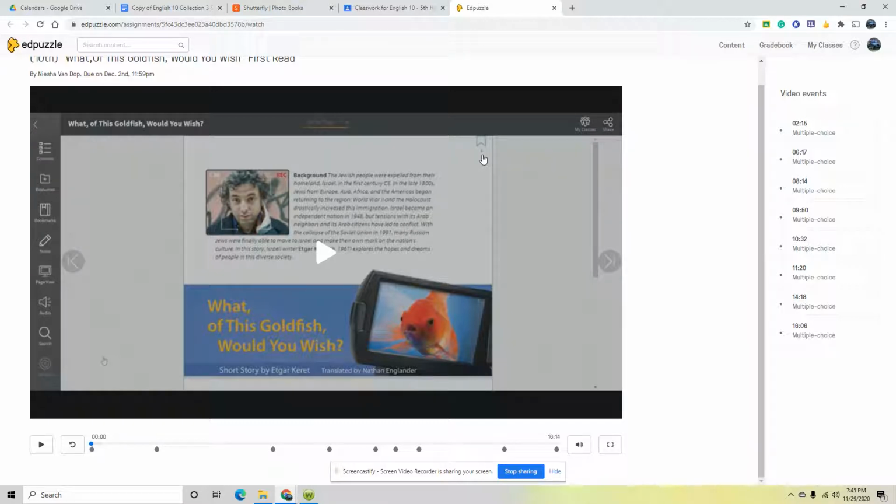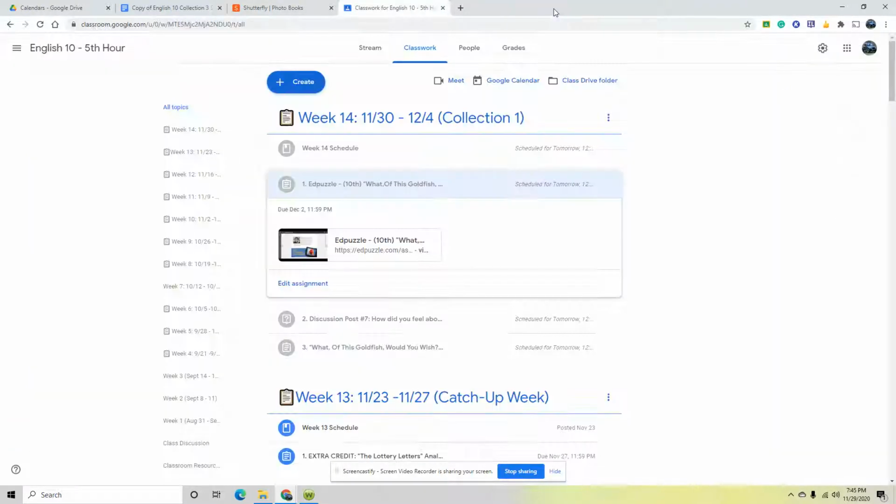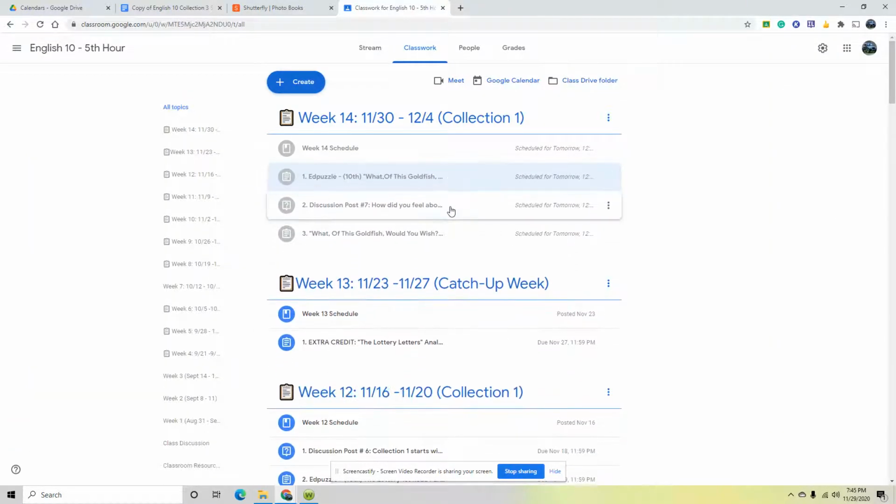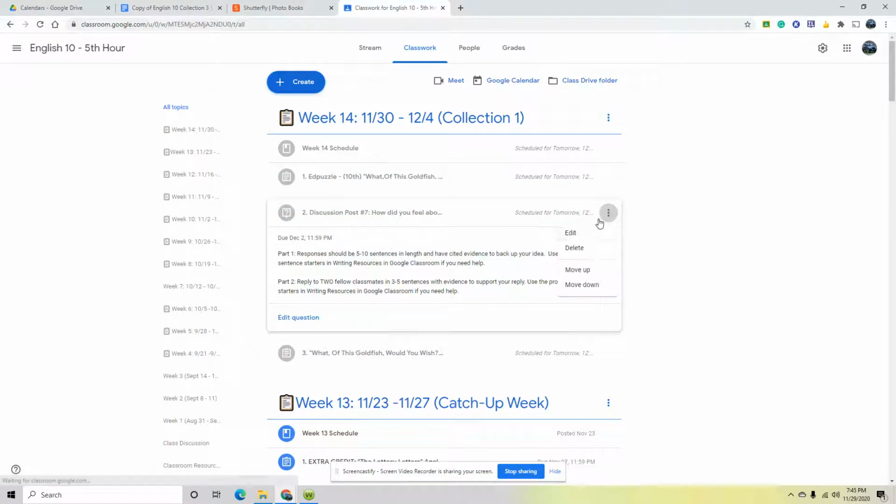So please remember that at the bottom of Google Classroom, underneath all of the weeks of assignments, under classroom resources, you can access your textbook. And this short story is on page 3. So once you have answered all of these questions and listened to it, submit that and then jump into the discussion post.